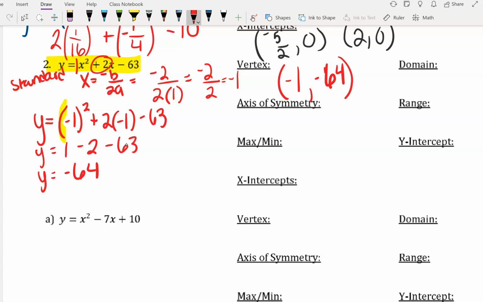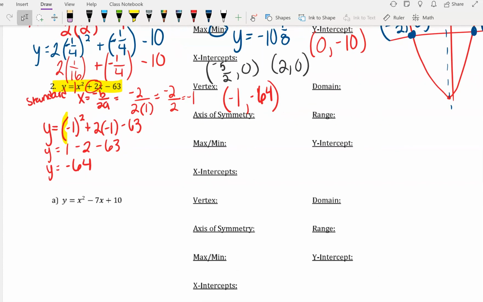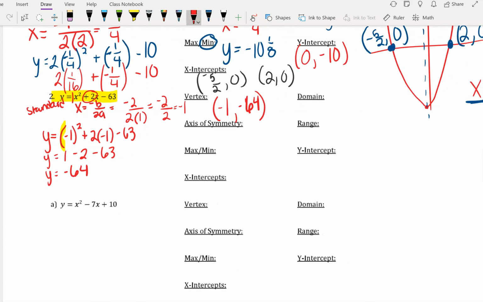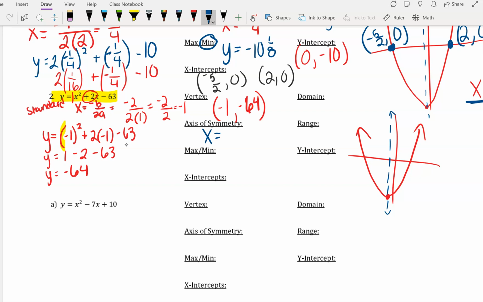All right, so again, this is going to be a parabola that's opening upward because it's positive in the front, and it's got a vertex of negative 1, negative 64. So it's, I don't know, somewhere over here. That was a pretty ugly parabola, but you get the idea, just a rough sketch. The axis of symmetry is the little dotted line that goes through the vertex, and it's always going to be the x coordinate of the vertex. So that's just negative 1.